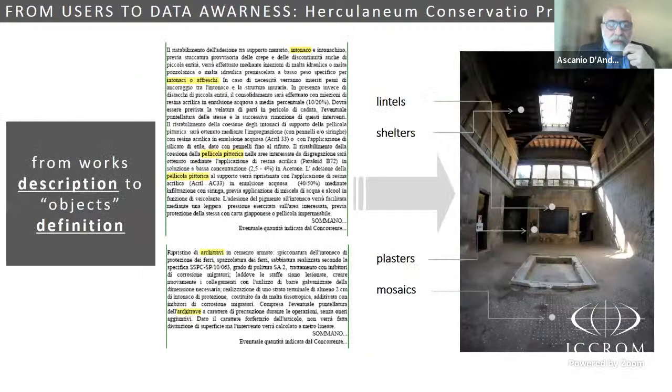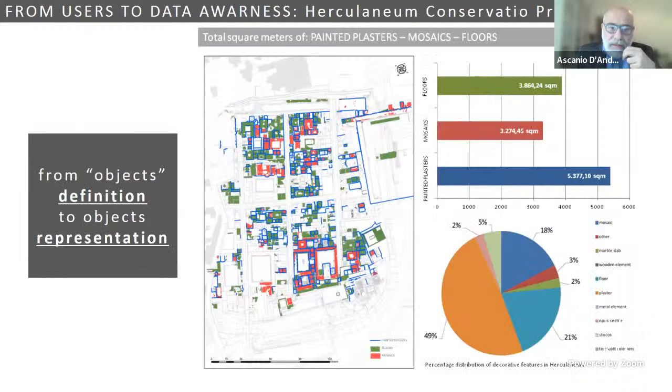We started from a simple task, the work description, and we deal daily with the maintenance works, trying to start from this description to obtain our objects. So the lintels to be restored, the shelters, the plaster, the mosaics, each part of our heritage should be described and defined. From these kinds of objects, once we have a shared knowledge about these attributes, we can define and represent them, for example, in a WebGIS.